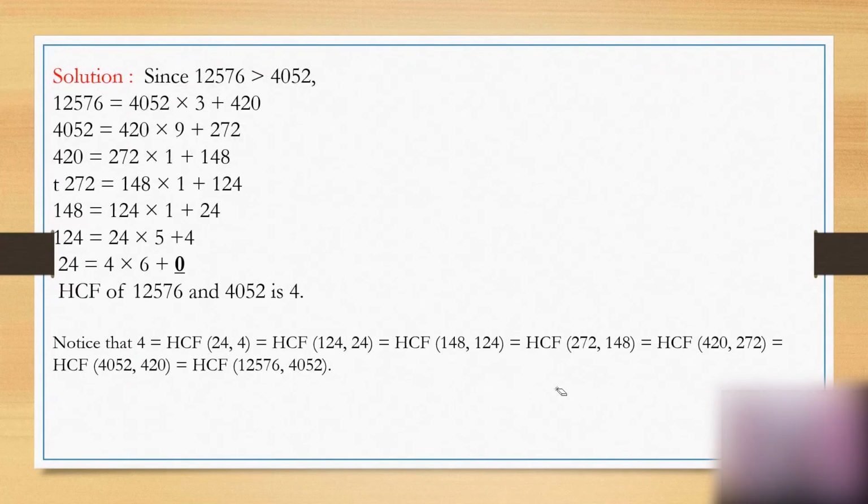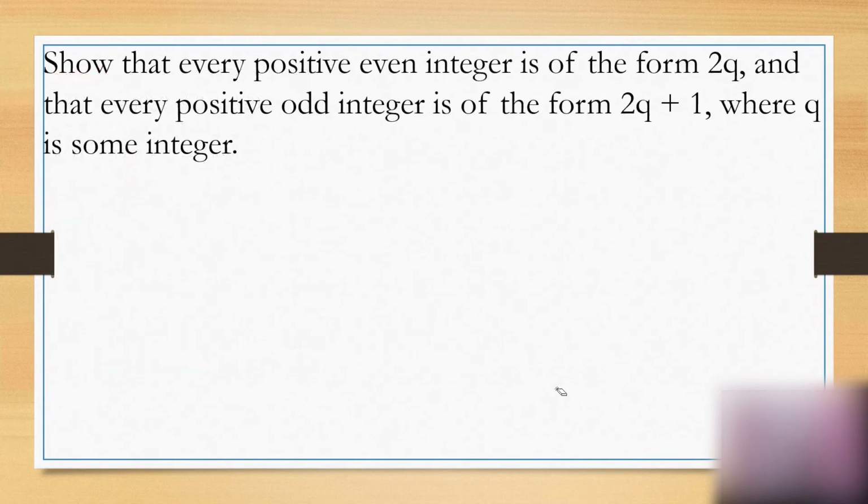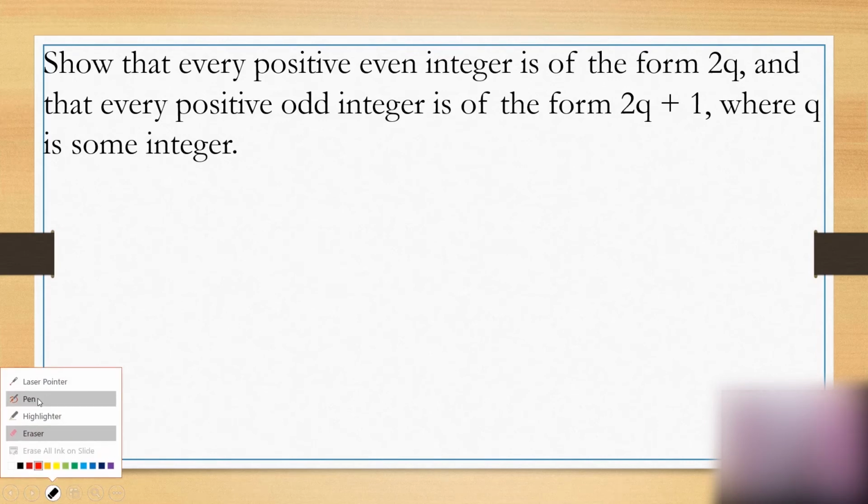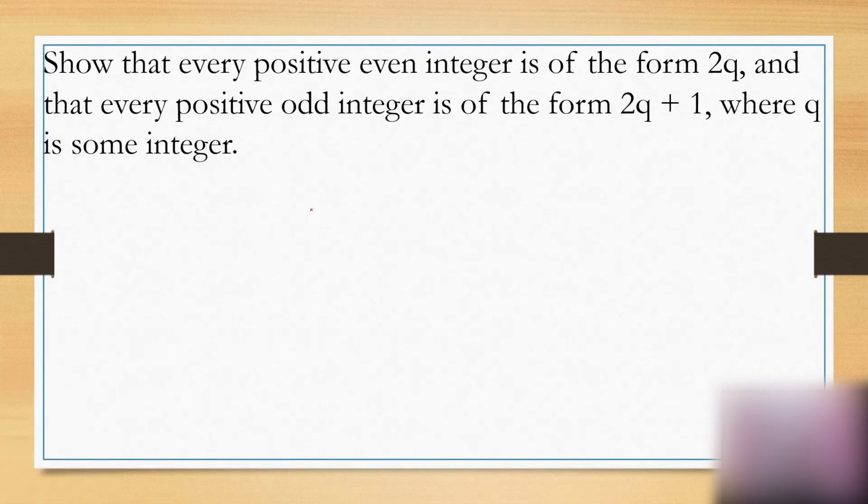Its HCF is 4. Now next, related to properties, show that every positive even integer is of the form 2q and that every positive odd integer is of the form 2q plus 1. We need to show this with the help of Euclid division lemma.